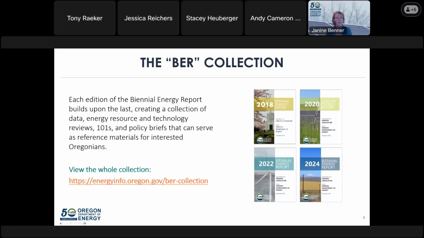So the 2024 report, which came out in November, which we're focusing on today, is the fourth edition of the Biennial Energy Report. Each edition contains updated data on Oregon's energy consumption, production, costs, and progress on our energy goals. And as I mentioned, each report covers different topics, but they're all meant to build on previous editions as a collection of energy data and topics. So I'm happy to share that with this report, we've produced nearly 100 different briefings about Oregon's energy landscape. And you can find all of those briefings on this website under the Burr collection.